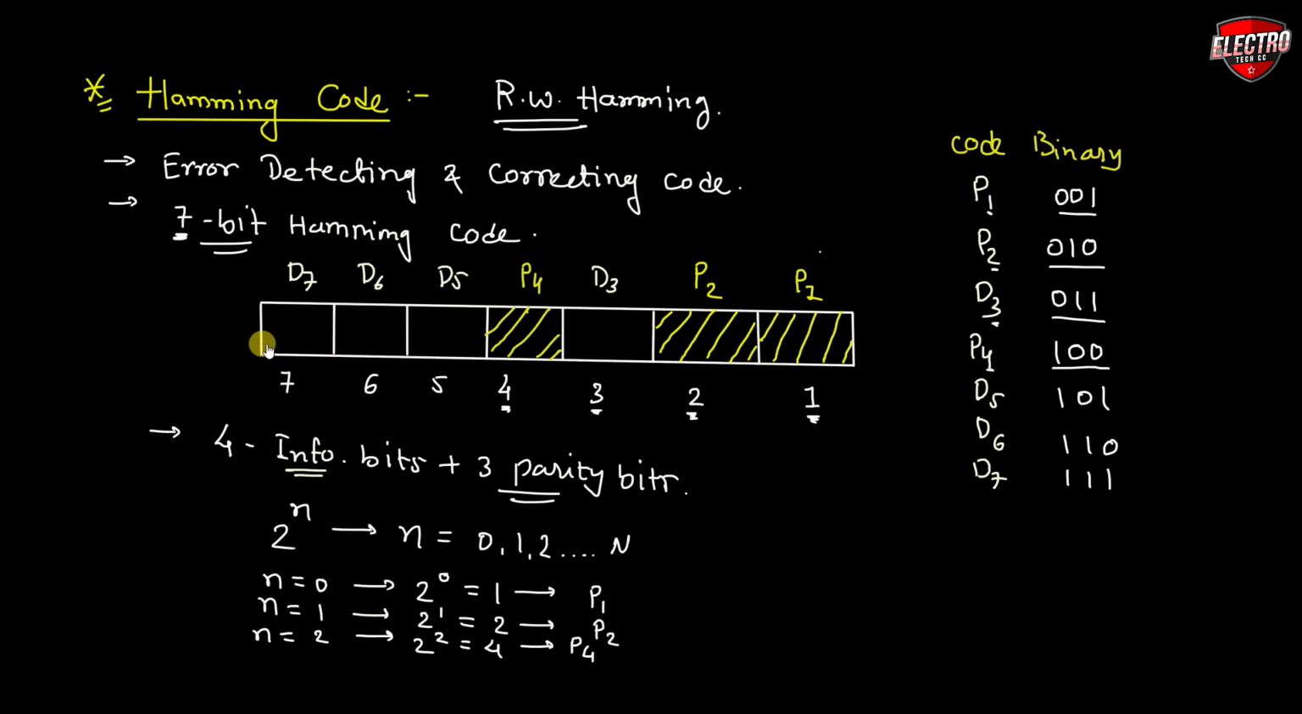Clear? We have a 7-bit Hamming code. That means we cannot use n equal to 3. If we use n equal to 3, then 2 to the power 3 is equal to 8, and we have to use only the 7-bit Hamming code. That means we don't require this 8th bit. Okay, so we have calculated only 7 bits.